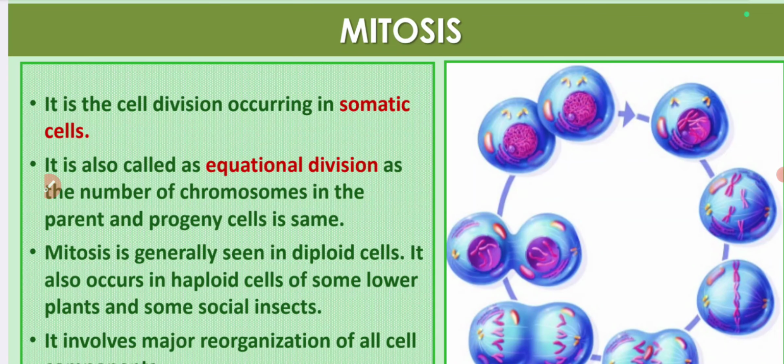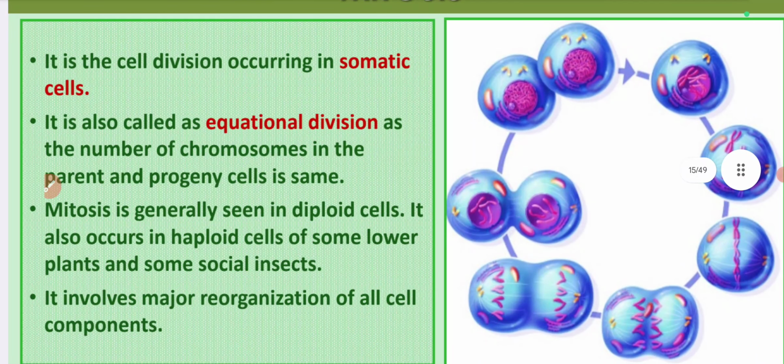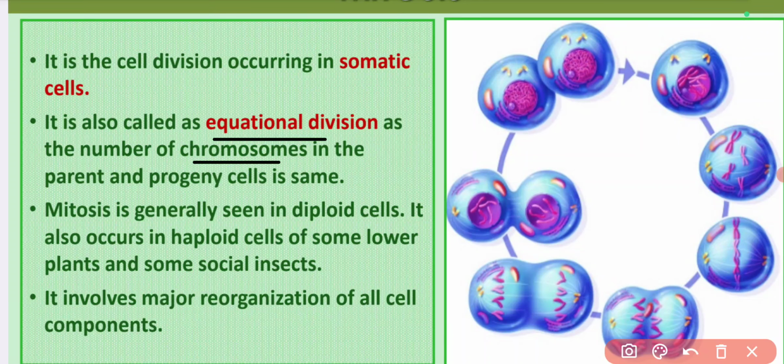So let's start. Mitosis. It is a cell division occurring in the somatic cells. It is also called equational division as the number of chromosomes in the parent and progeny cells are the same. Mitosis is generally seen in the diploid cells. Okay, it also occurs in haploid cells of some lower plants and some social insects. Example, honeybee, male honeybee. It involves major reorganization of all cell components.